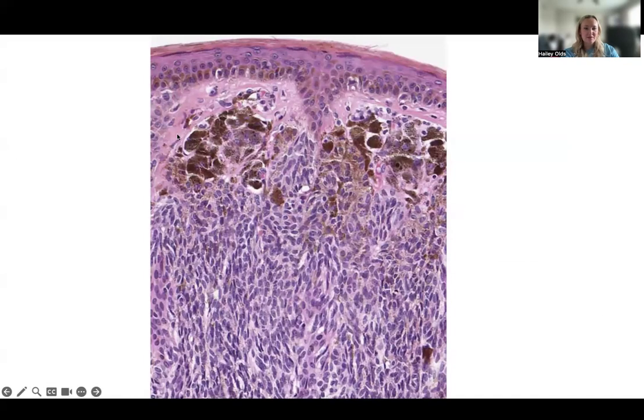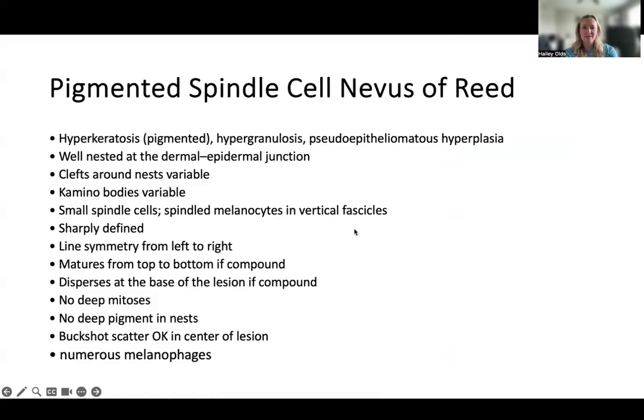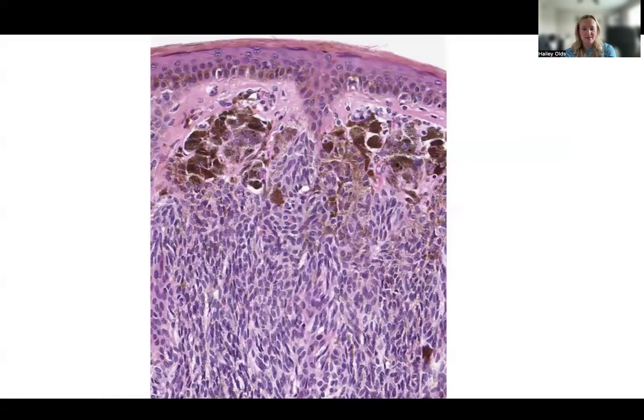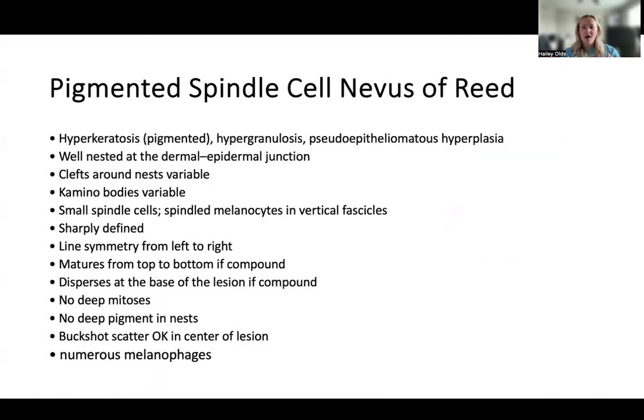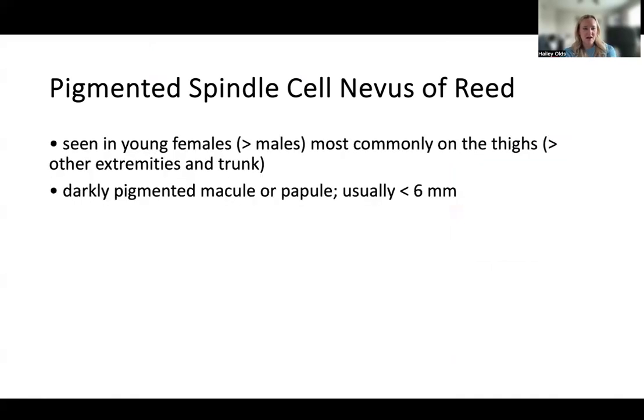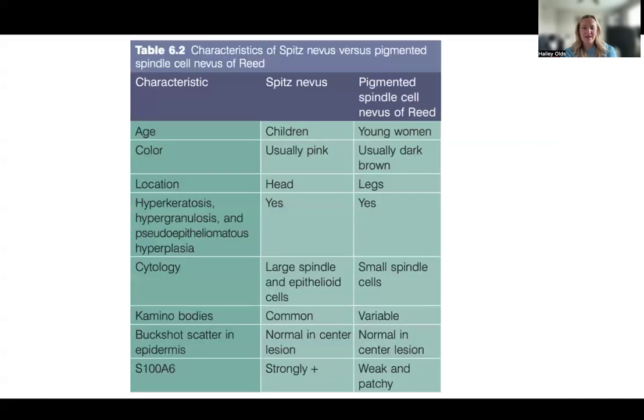Okay. Kind of similar looking, but more heavily pigmented. So this is a pigmented spindle cell nevus of Reed, and you can also tell that the cells are a little bit more spindly. And these are more commonly on the leg. So they're heavily pigmented, and they're usually small on the thigh of a young female. And here's another chart from the Elston textbook comparing spindle cell nevus of Reed and Spitz nevi. So they're less likely to have Kamino bodies, but they can.